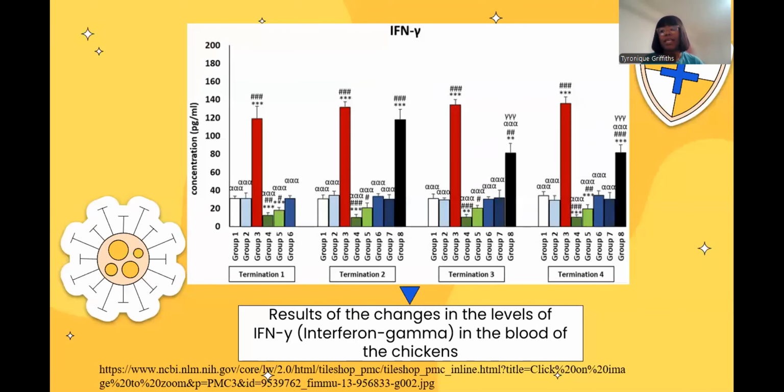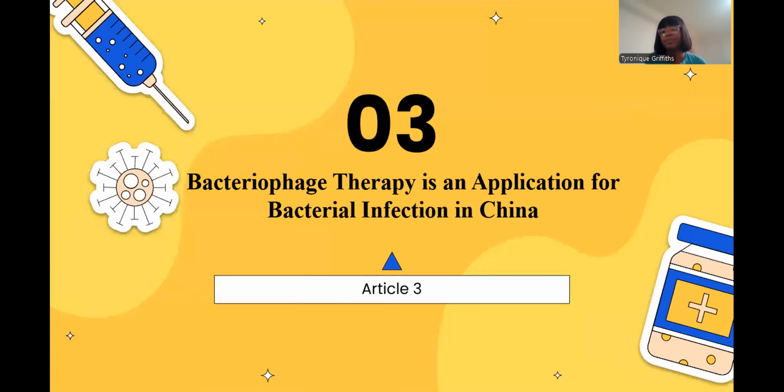This graph shows how the interferon gamma levels change in chickens in each group after they undergo phage therapy or antibiotic therapy. Terminations 1 to 4 corresponded to days 6, 20, 28, and 24 of the experiment. Overall, phage therapy and antibiotics appear to reduce the immune response to Salmonella infection as indicated by the lower interferon gamma levels when compared to the controls.